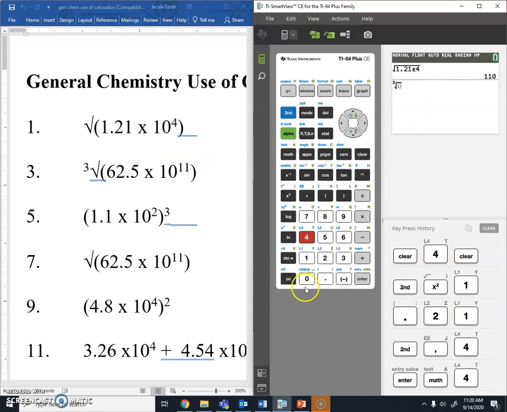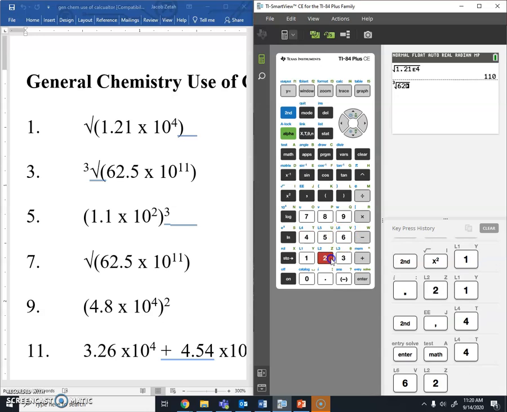Now what I do next is I just type in 62.5, and you'll notice that that is not a proper scientific notation number to the 11th, and you should get that answer. So there you go. Make sure you're getting those answers.